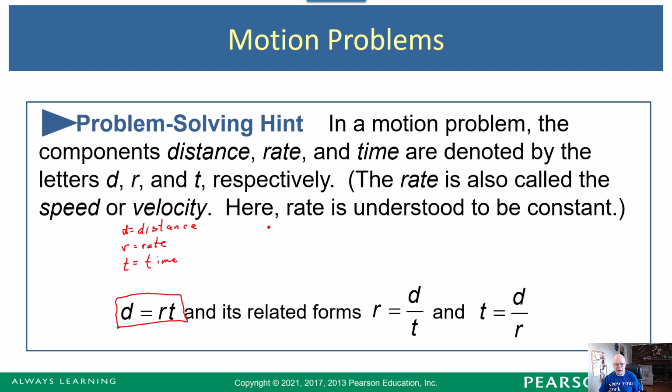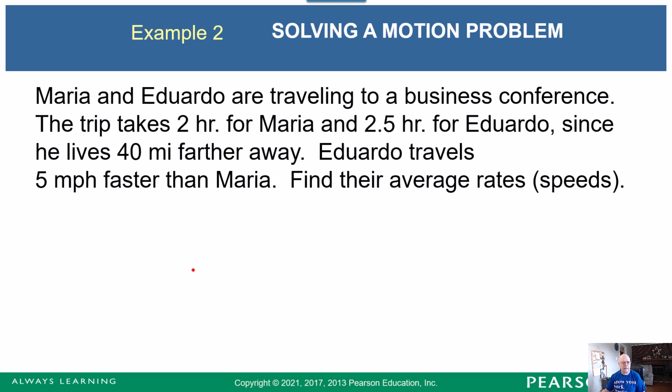The two over here are really the same as what we've got here. This is the original. By just juggling this algebraically, we can get this formula and this formula. So don't bother knowing those. Make sure you know distance equals rate times time. Okay, let's try one of those.